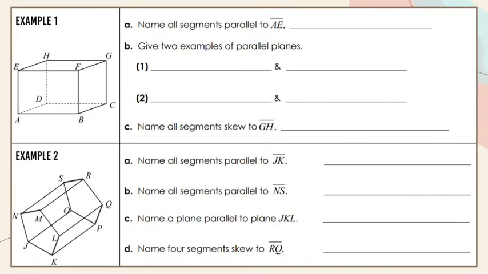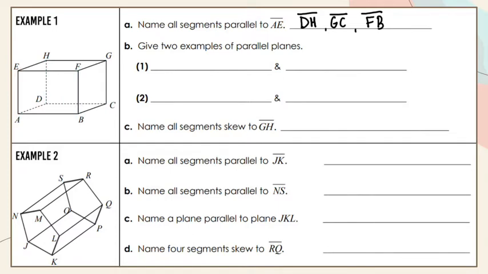Name all segments parallel to AE. So here is AE. If we look at our picture, this line is parallel, this one is parallel, and this one is parallel. They all run the same direction. So lines DH, GC, and FB are all parallel to segment AE.